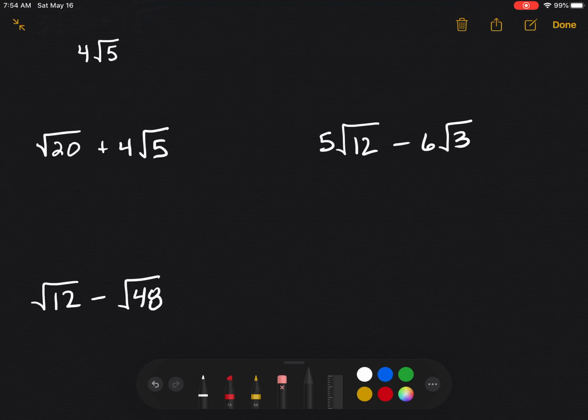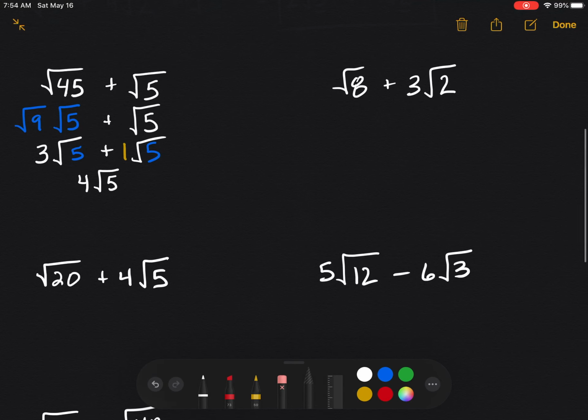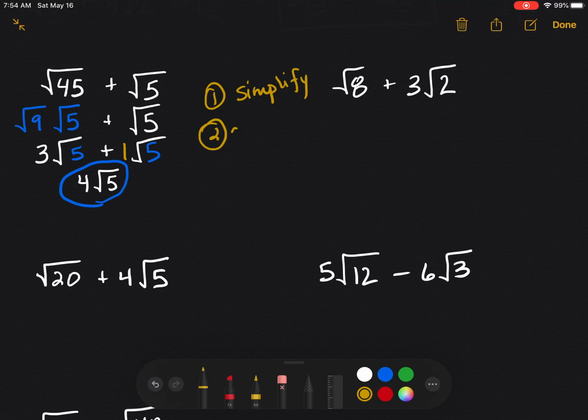Okay. So that's my final answer. 4 radical 5 is my final answer here. Okay. So what you're doing is you're going to simplify first, and then you're going to combine.